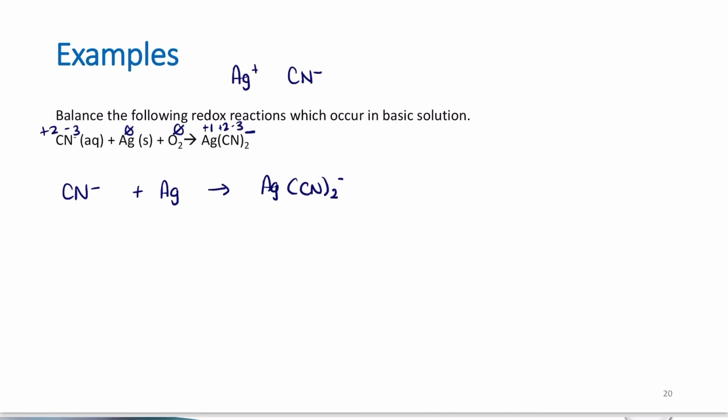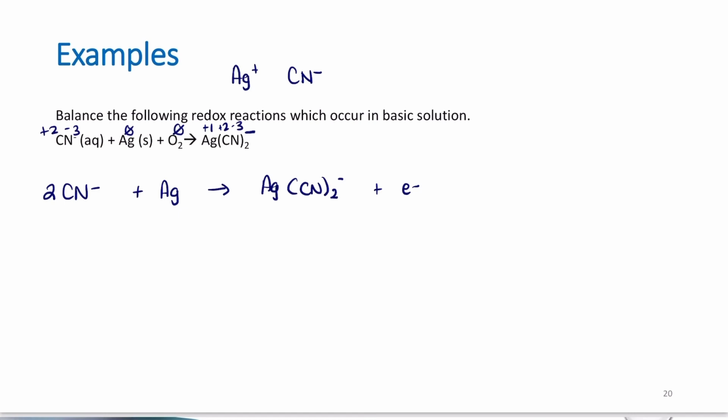To balance that out, my carbons and my nitrogens, I need 2 of on each side. I have 1 silver on each side. Now I just need to balance my electrons. I have a -2 and a 0 and a -1 charge, so I need to add 1 electron over here. Now all my atoms are balanced. I don't have any oxygens or hydrogens, so I don't have to deal with that. My electron is balanced.